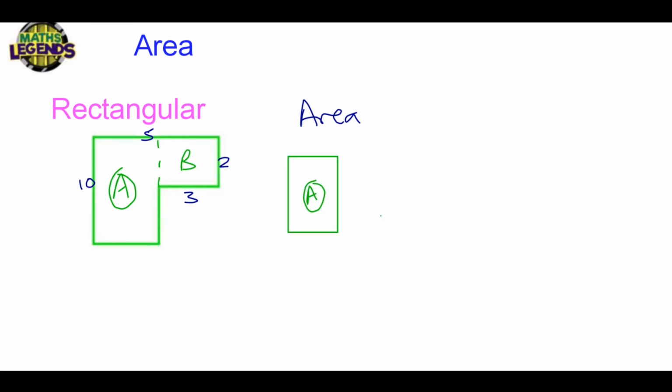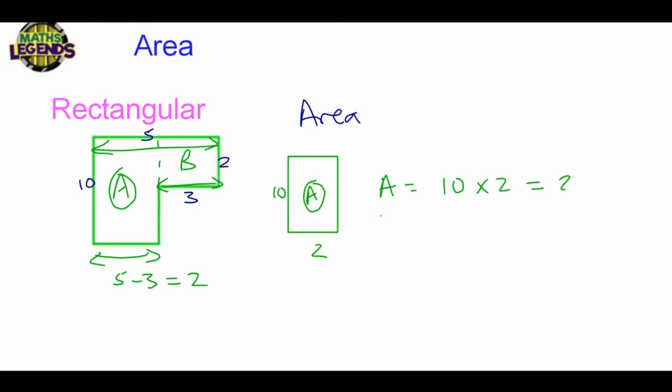So the height is easier as it's already given to us. So that's 10. Now the base here is the whole length up here, less what we don't want over here, which is 3. So that's 5 take away 3, which is equal to 2. So we have 2. So area here would be 10 times 2, which is 20.